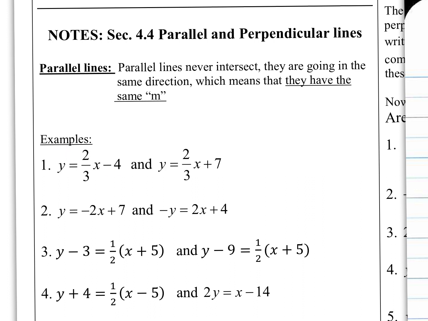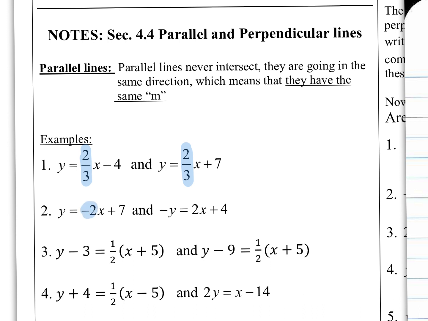And you're not even looking at the actual line that's graphed, but you are looking at the equation y equals 2/3 x minus 4, y equals 2/3 x plus 7. I know that these are parallel without even seeing them graphed. I don't have to see if they're going in the same direction because I know if they have the same slope, they're going in the same direction. So what makes this equation parallel to this one? The fact that you have an m of 2/3 there and an m of 2/3 there. They are parallel, right?